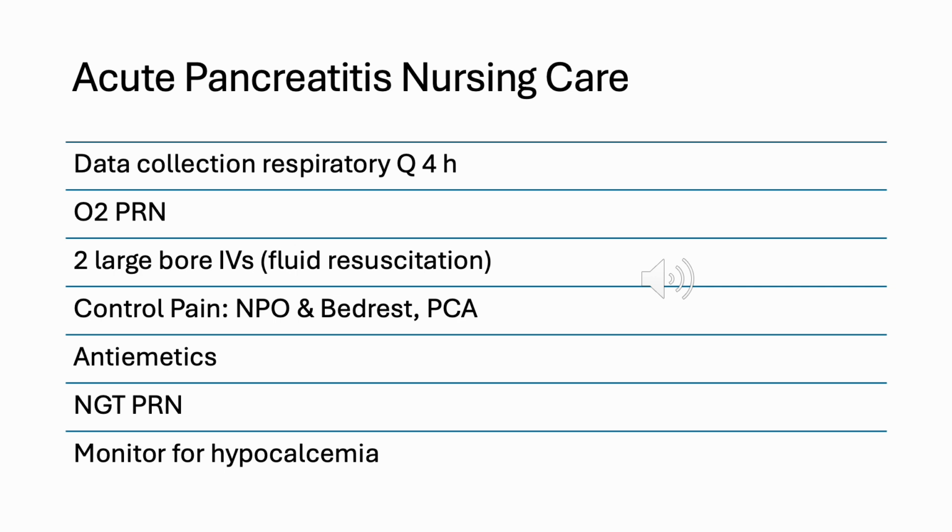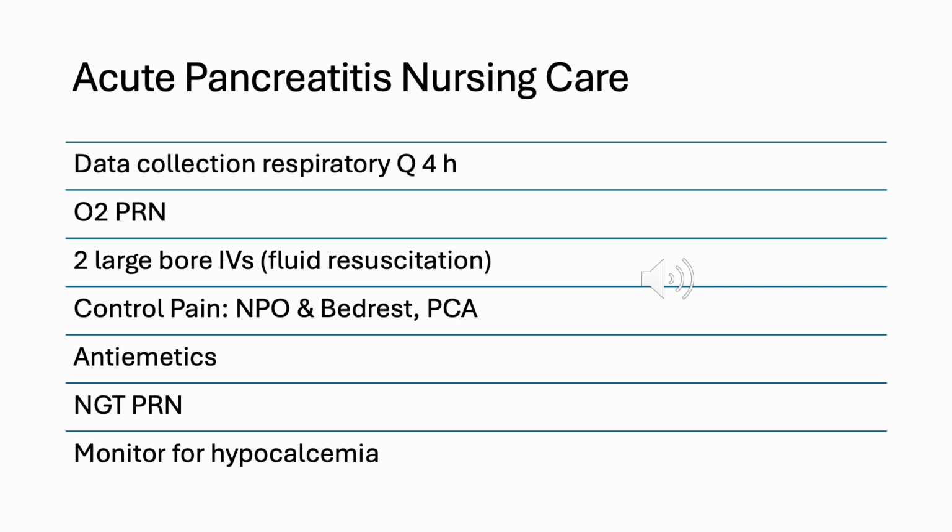Okay, so they're going to need 2 large bore IVs, and you would do this for anybody you were worried about having hypovolemic shock. So 2 large bore IVs, so 2 18s, which are the green colored IVs. Okay, so you're going to do fluid resuscitation. That means you're giving large amounts of fluid to prevent the patient from getting hypovolemic shock.